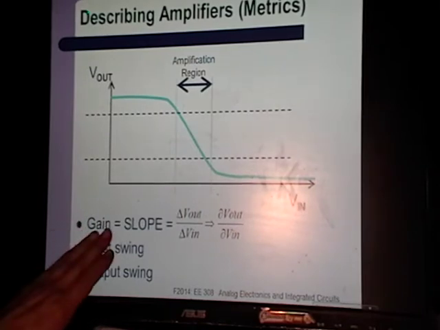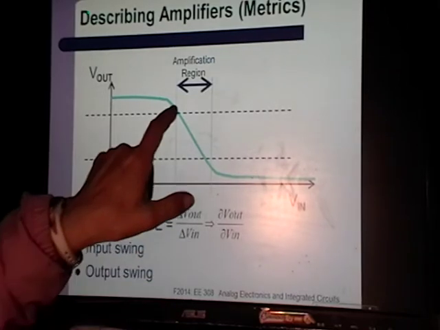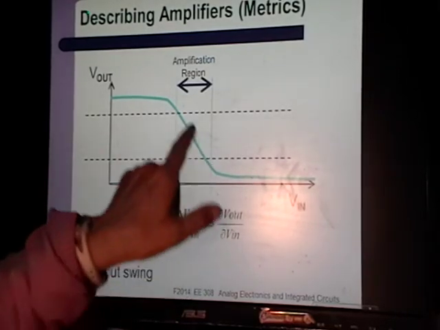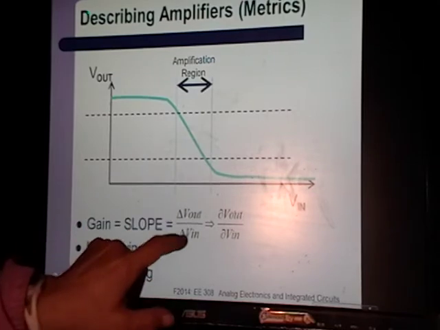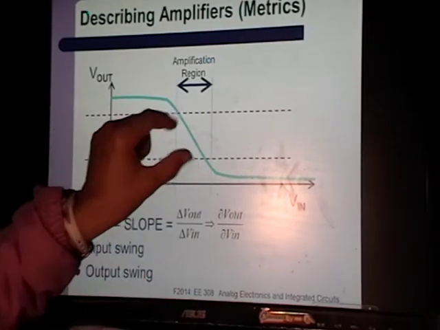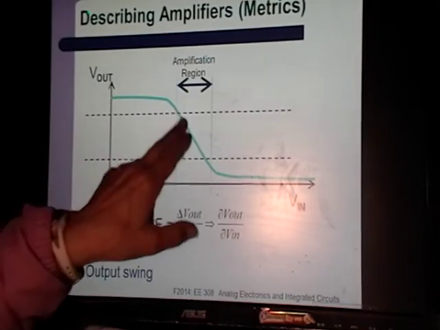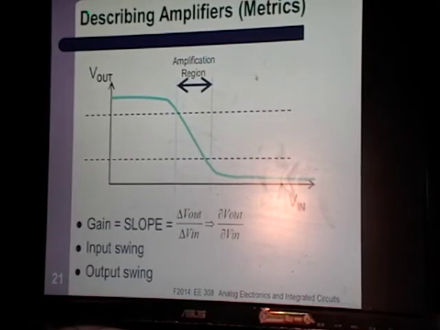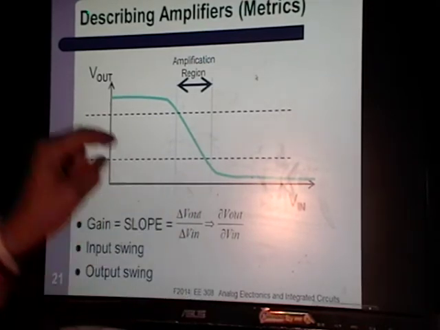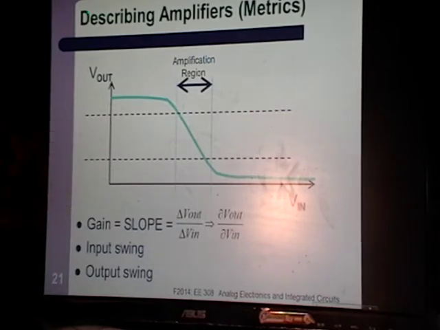Metrics, again, gain is the change in V out over the change in V in, so it's the slope right here. Since it's rise over run, V out is the rise, V in is the run. It's different than when we were doing that VCE versus IC graph, where you had to take the inverse of the slope to find your R out. Right here it is the slope. Okay, and now here's your input swing and here's your output swing.